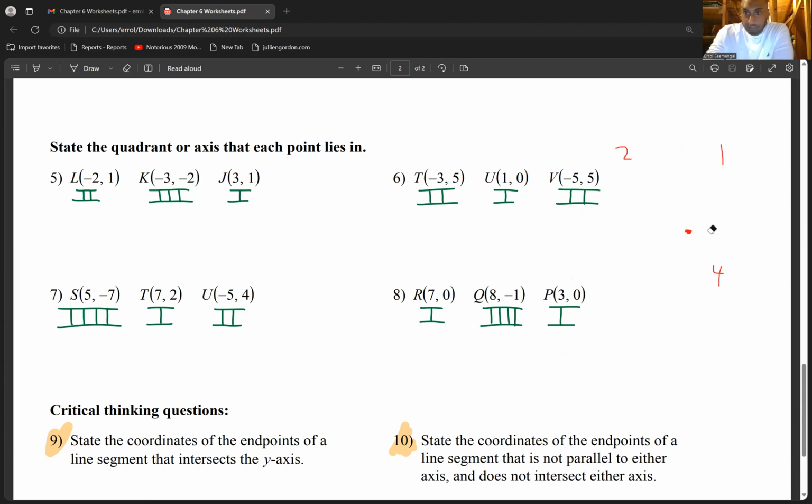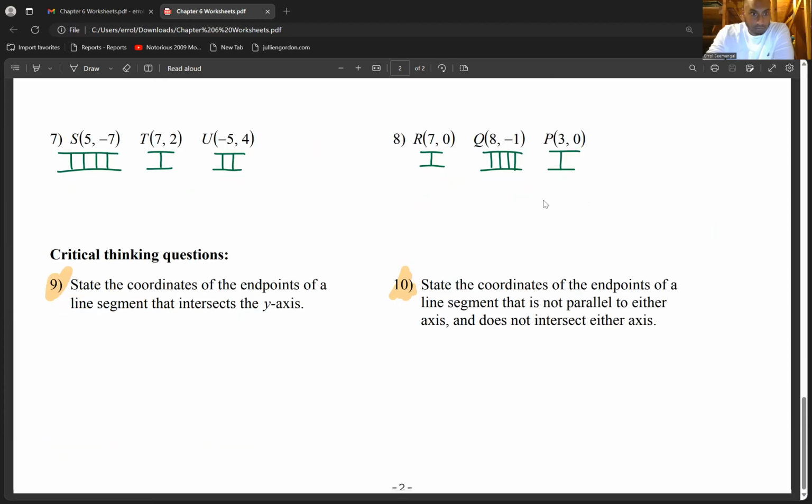All right, let's go on to 9 and 10. After we do 9 and 10, I'm going to ask you some other questions. Okay, critical thinking questions. State the coordinates of the endpoints of a line segment that intersects the y-axis. Let's draw our coordinate plane. There's y, there's x. Label it.